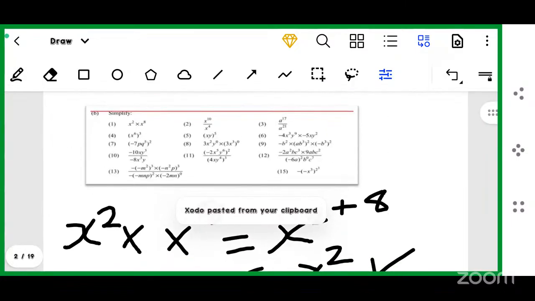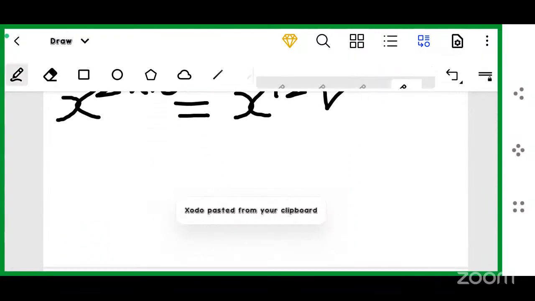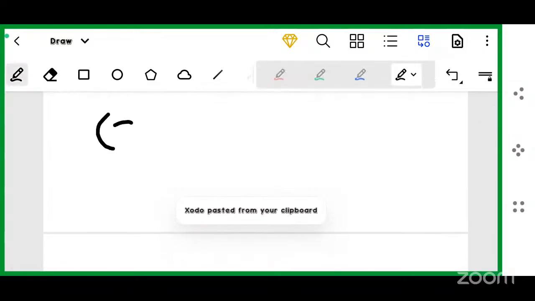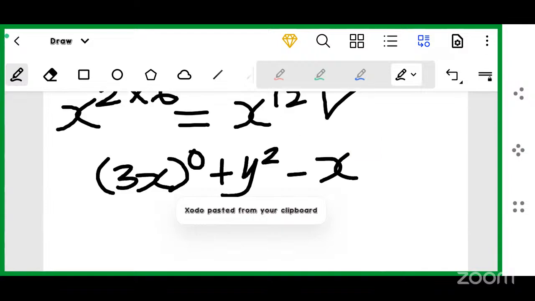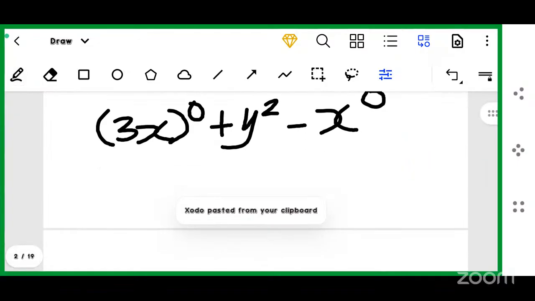Let me look at the final one. Let's say we have, in brackets, 3x to the power of 0, plus y to the power of 2, minus x to the power of 0. Oh, sorry, I wrote 2. Let me say to the power of 0. What is going to be your final answer if you were given this one?